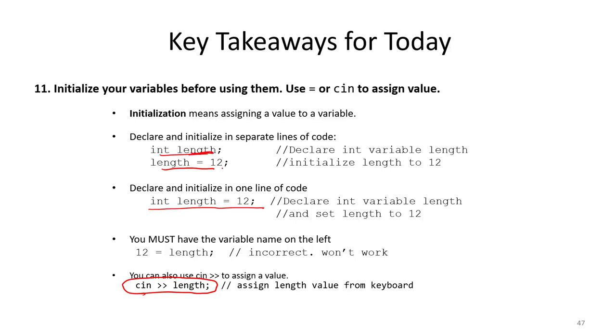So here we're declaring length, initializing to 12. Here we declare and initialize in one line. And here we read a length from the screen and store it in the length variable. Notice you have to have the variable on the left. So the value here is stored in the variable, so you cannot go 12 equals length. Must be length equals 12.